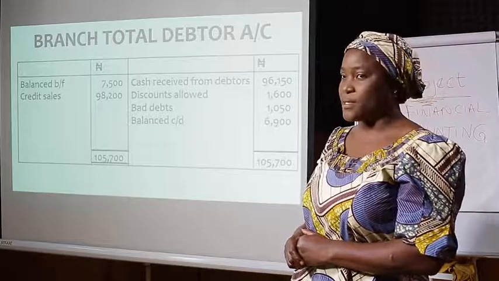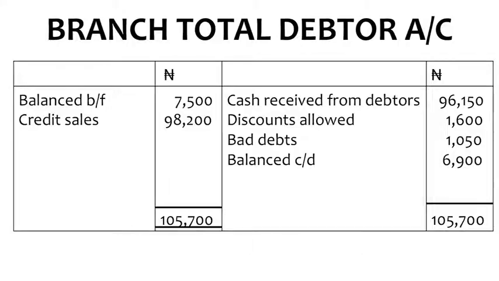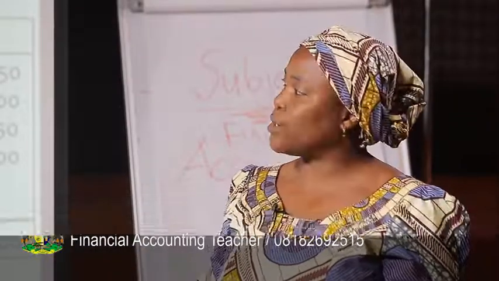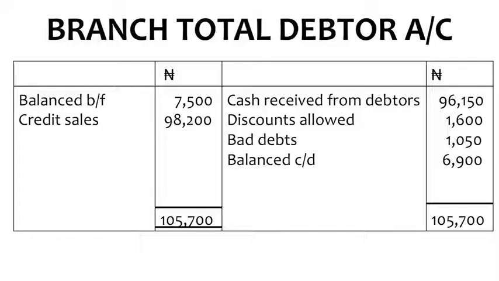Then we have bad debts, which cannot be recovered from the debtors, which is 1,050 naira. On our debit side, I said earlier on, balance brought forward is 7,500. Then credit sales were made, which is 98,200 naira. That is the amount that was collected by the debtors.